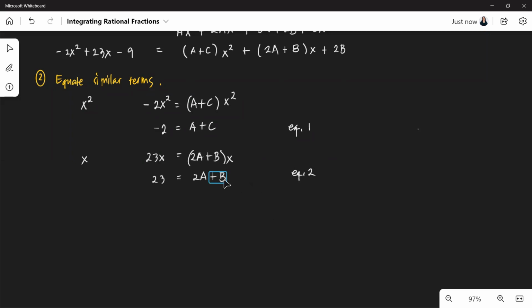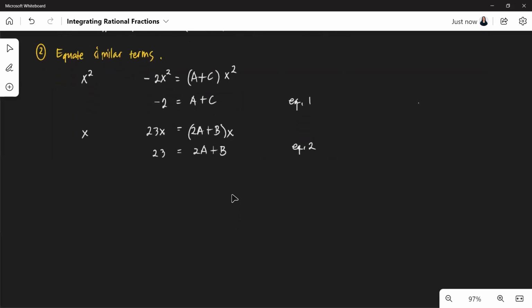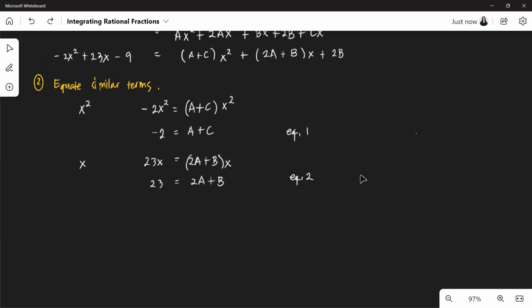Another letter is being introduced, so we need another equation because we have three unknowns, a, b, and c. We need another equation so that we can solve for the values of a, b, and c. So we have the third term, which is the constant term. If ever there is a missing term, you can equate it to 0.